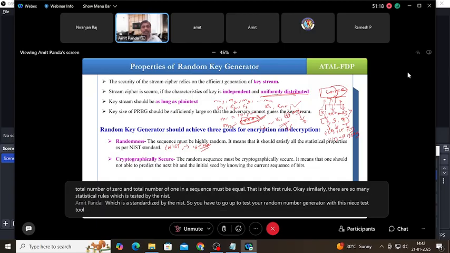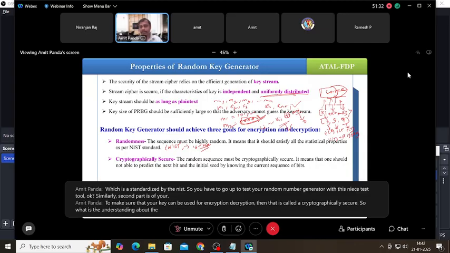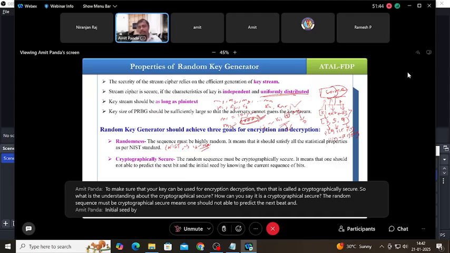Okay. Similarly, the second part is security, to make sure that your key can be used for encryption and decryption. Then that is called cryptographically secure. So what is the understanding about cryptographic security? How can you say it is cryptographically secure? The random sequence must be cryptographically secure, which means one should not be able to predict the next bit and the initial seed by knowing the current sequence.